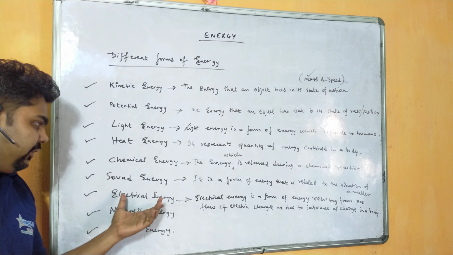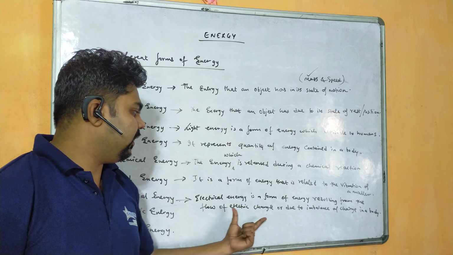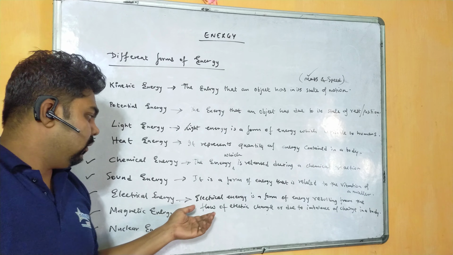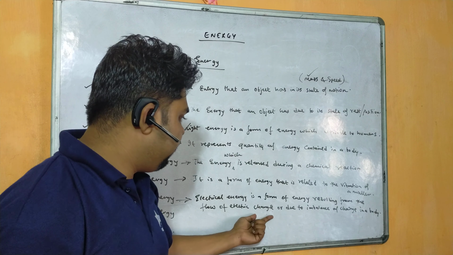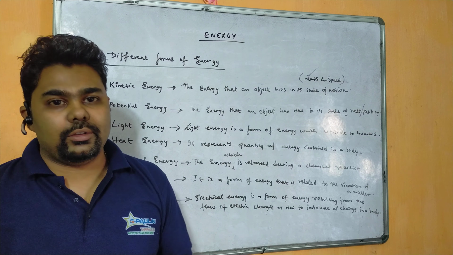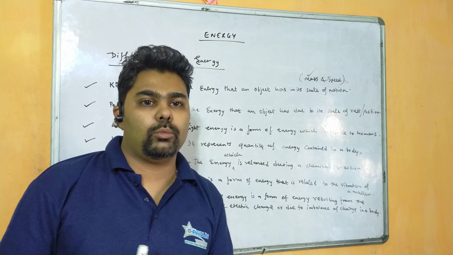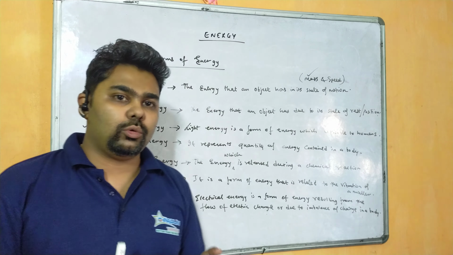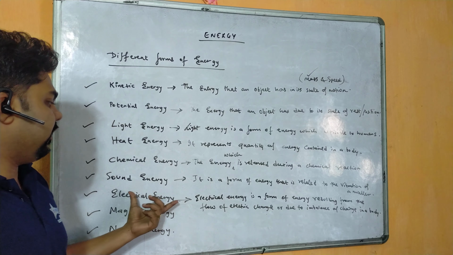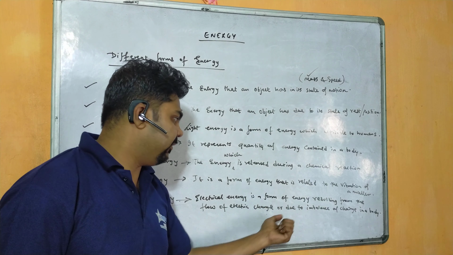Next we have electrical energy. Electrical energy is a form of energy resulting from the flow of electric charge, or due to imbalance of charge in a body. Whenever an electric charge flows from one place to another, we say there is a formation of electrical energy. So this is the definition of electrical energy.